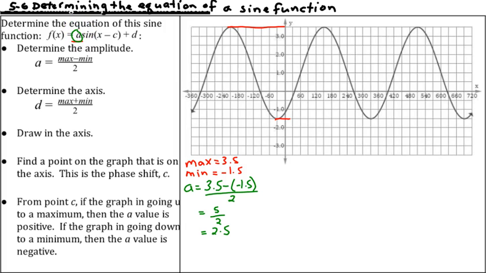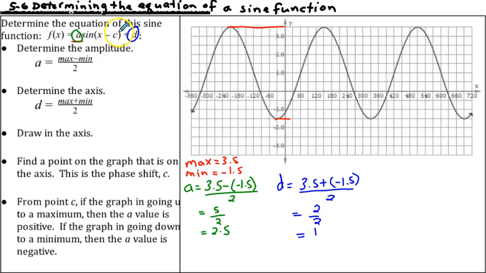the equation. The next thing would be to determine the axis, because that would give you the D value of the equation. So the axis is max plus min divided by 2. So 3.5 plus negative 1.5 divided by 2. So that's 2 divided by 2, which is 1. So that would give you the D value. So already you've got 2 out of 3 points.